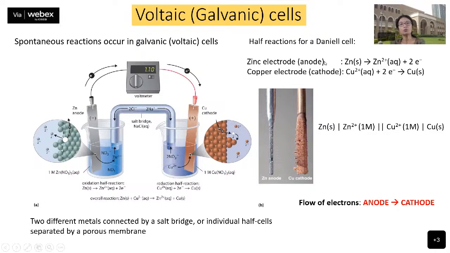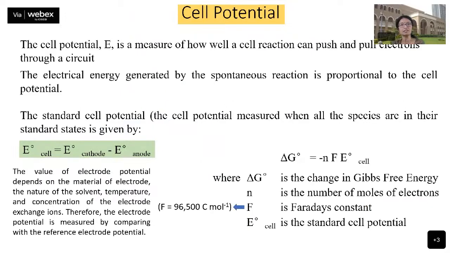So in the zinc electrode, what happens? Zinc is going into solution as zinc ions, whereas in the copper electrode, copper ion is taking in the electrons and forming copper. So when you look into the electrolytic cell, after a while, if you pick up the electrodes, it looks somewhat like this. The zinc has eroded, whereas the copper has deposited. So this is the voltaic or the galvanic cell.